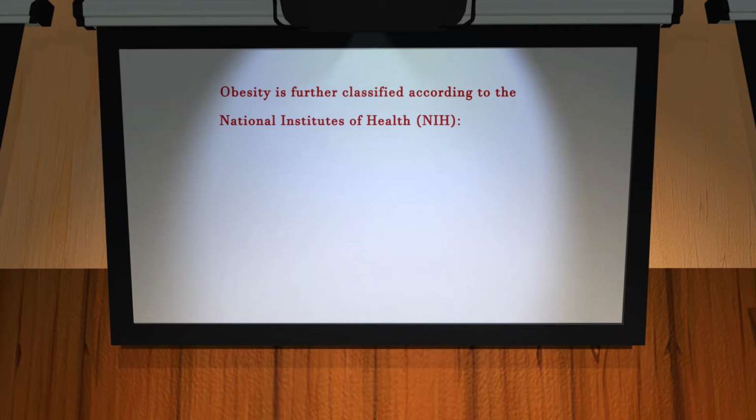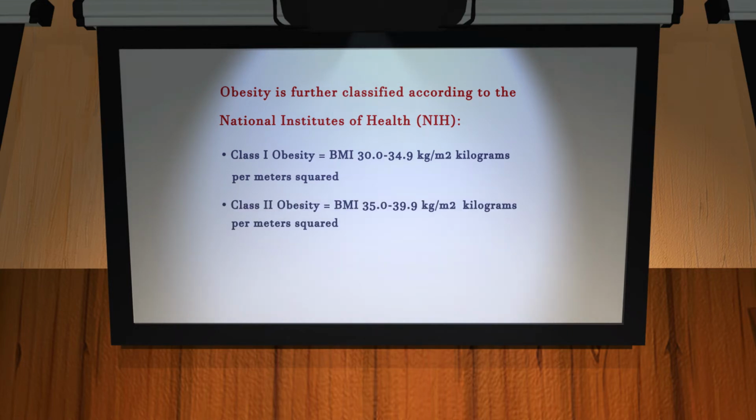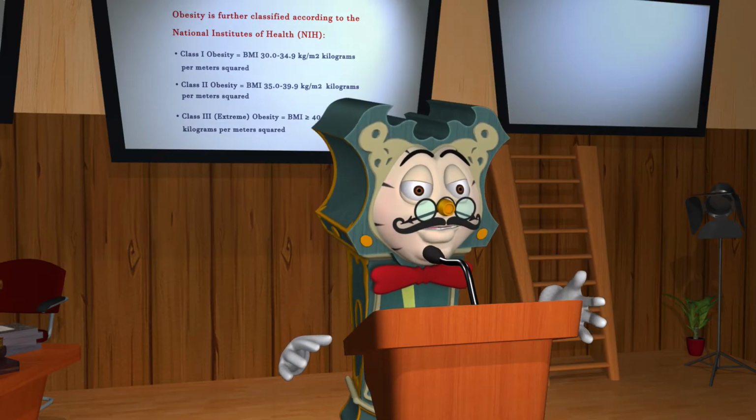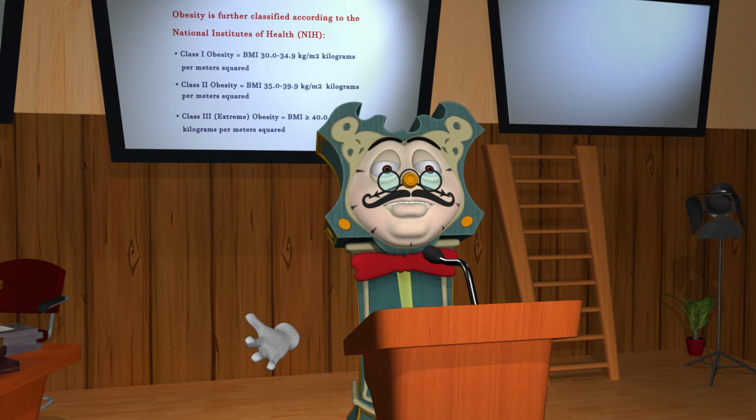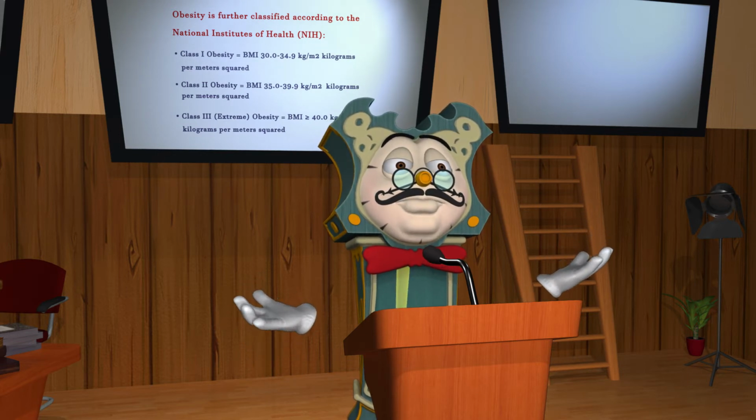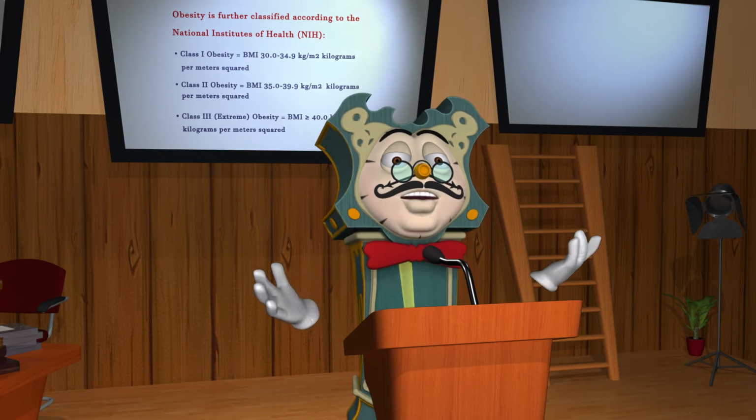Obesity is further classified according to the National Institutes of Health, NIH. Class 1 obesity equals BMI of 30 to 34.9 kilograms per meter squared. Class 2 obesity is a BMI of 35 to 39.9 kilograms per meter squared. And Class 3 or extreme obesity is equal to a BMI greater than or equal to 40 kilograms per meter squared. Providers must use one of these definitions or a combination of them when documenting morbid obesity in support of the disease, in addition to a statement about how it is a threat to life or has an effect upon patient activities or physiological functioning.